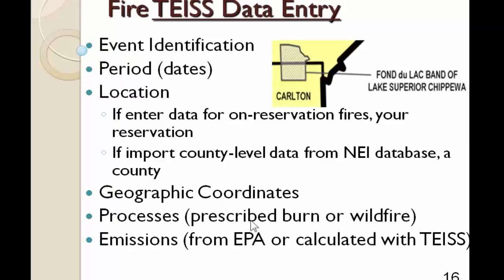In terms of TEISS, so obviously the name of the fire, the dates of the fire, the location, and again keep in mind the differentiation between your tribal land and if you're looking at estimates that were produced for a larger jurisdiction, the geographic coordinates, the process in terms of was this an intentional fire or was this a wildfire, and then the actual emissions estimates.